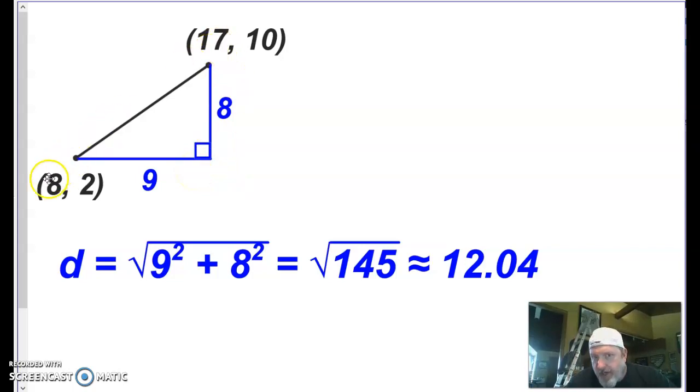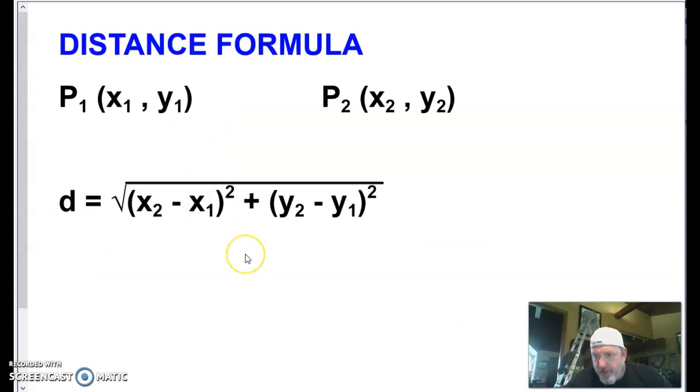If I take the 2 x coordinates here, 17, that's my second coordinate, minus 8, I get 9, which is really the horizontal difference between those 2 points. And if I do the same thing with the y's, 10 minus 2, I get 8, or the vertical change in the distance. And so 9 squared plus 8 squared is 145, and this distance is really our c value, if you will, of 12.04. So when you see the distance formula, this is really a derivative of the Pythagorean theorem.